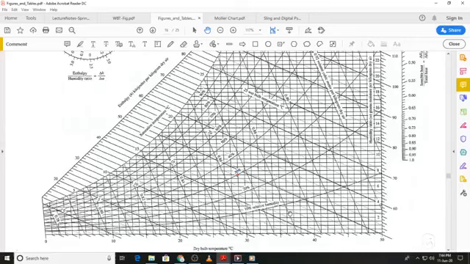And at this state, I want to find out the values of the other properties. And I will start with the humidity ratio. So what I can do, I can move on to the vertical axis.